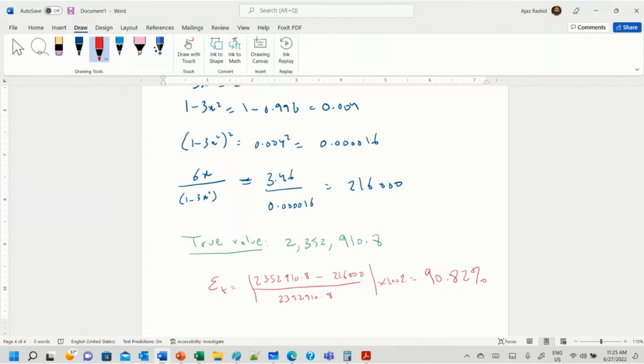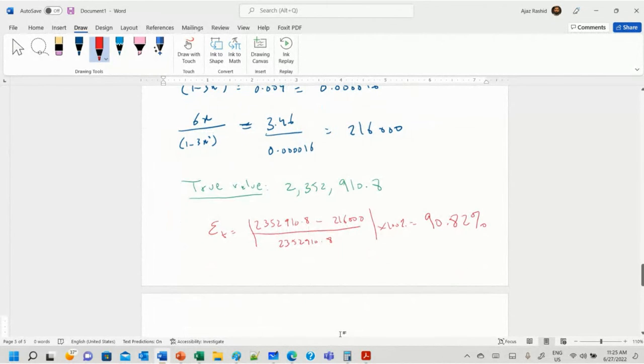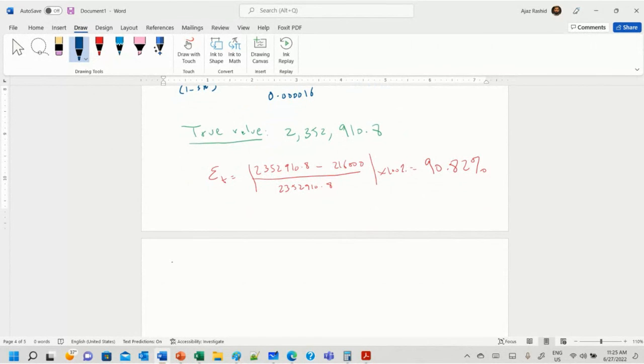The actual number was 2 million, or let's say 2.3 million. What we got is only 216,000. So it's not even 10% of the actual number. This big difference we have got in the value using 3-digit chopping. Next, we'll repeat it with 4-digit chopping and see how that affects it.